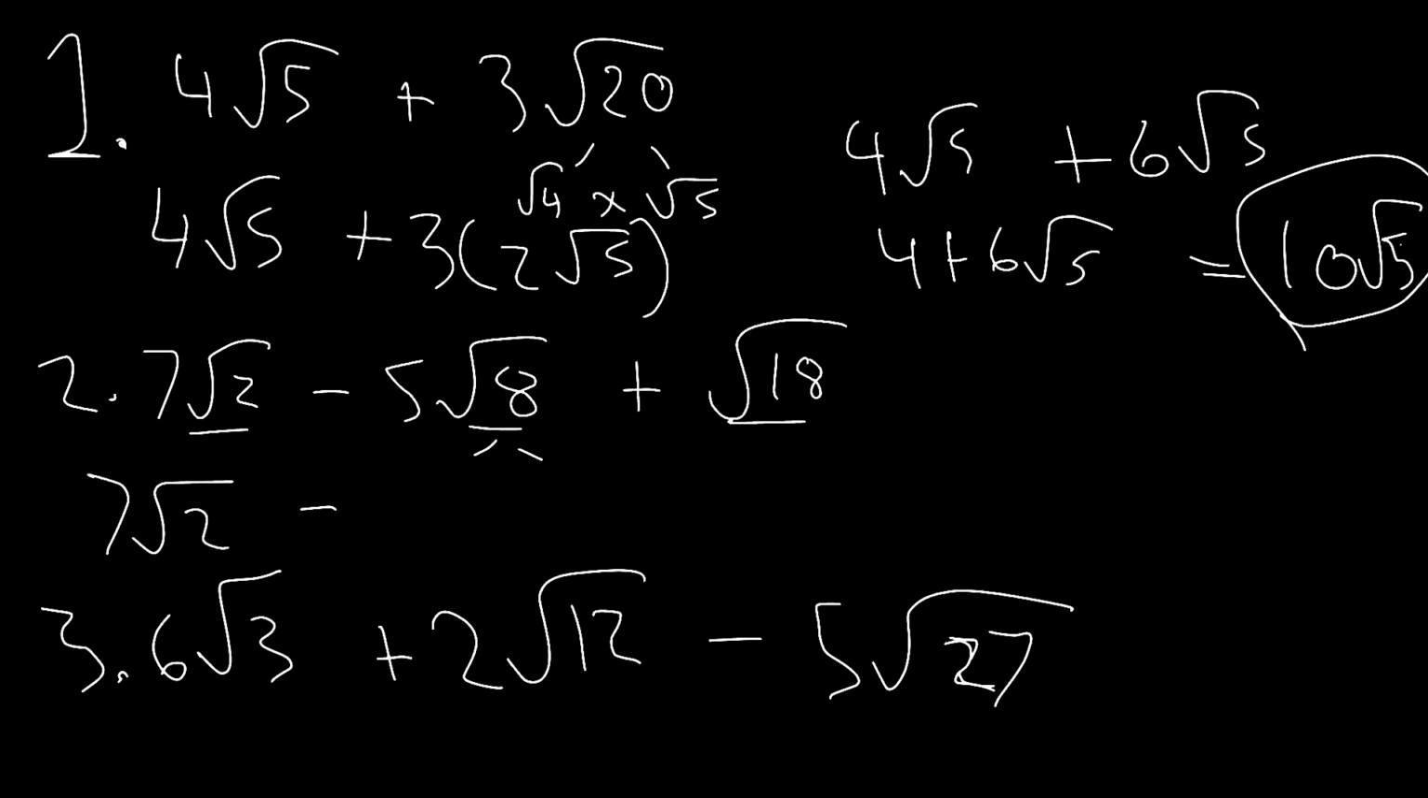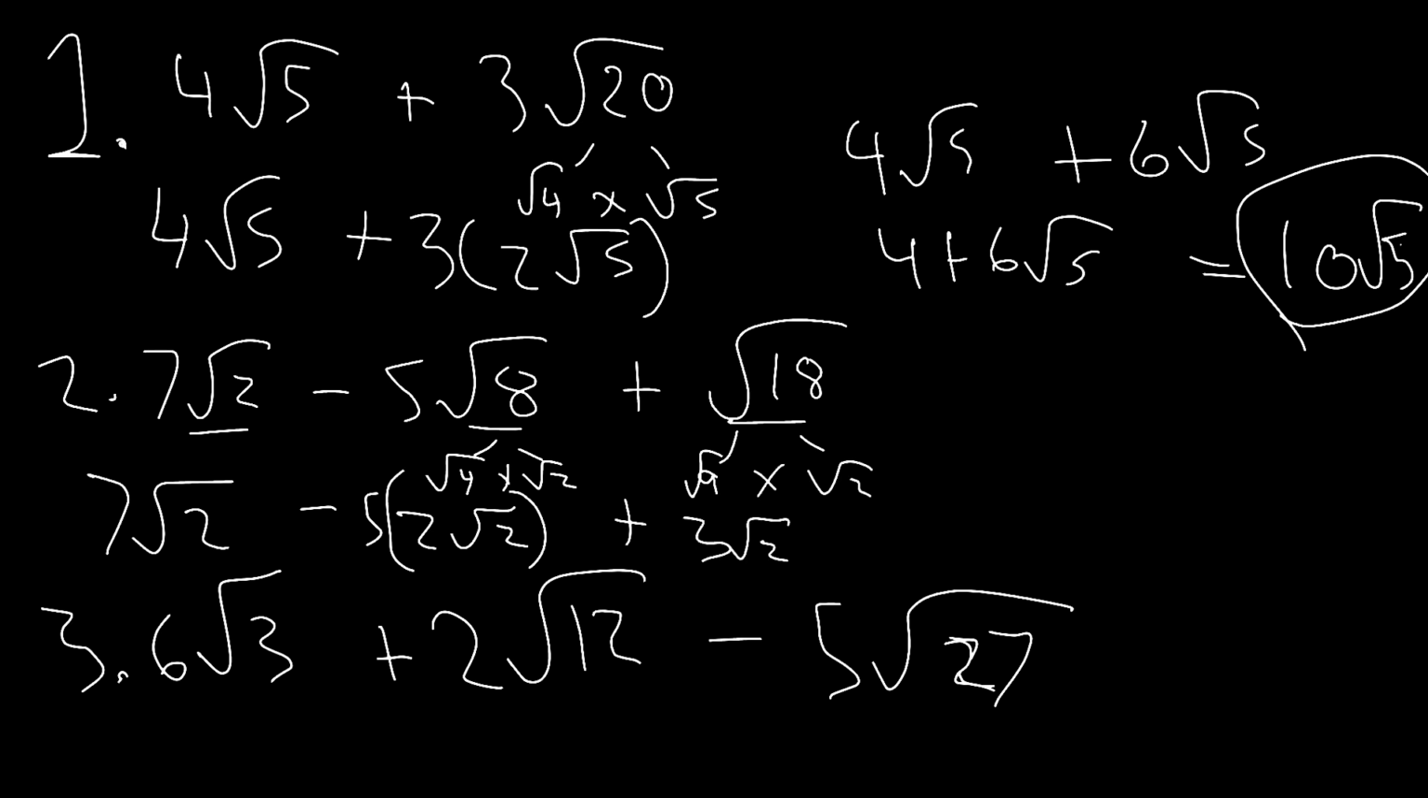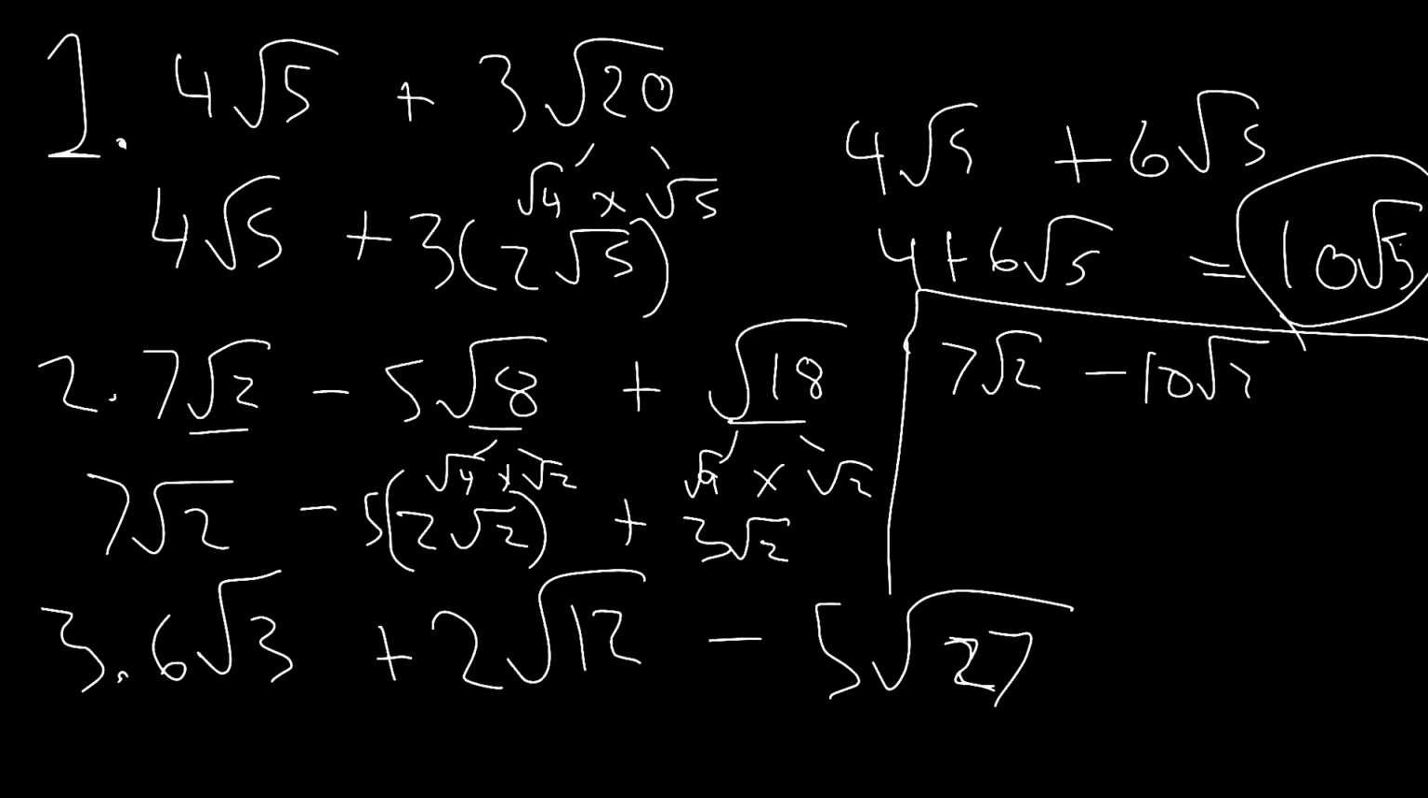Root 8 can be simplified into root 4 times root 2. So I'd have 2 root 2, and then we can't forget the 5. So 5 times 2 root 2. And then plus root 18 can be simplified into root 9 times root 2, which gives me 3 root 2. So in the end, I have 7 root 2 minus 5 times 2 root 2, which gives me 10 root 2, plus 3 root 2.